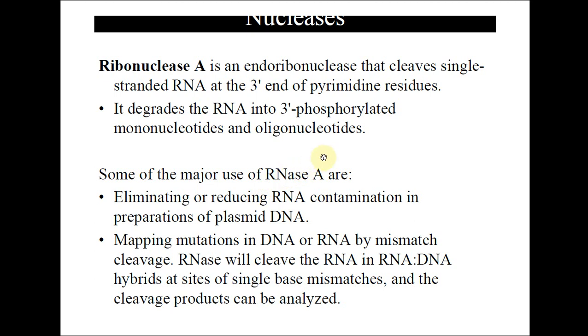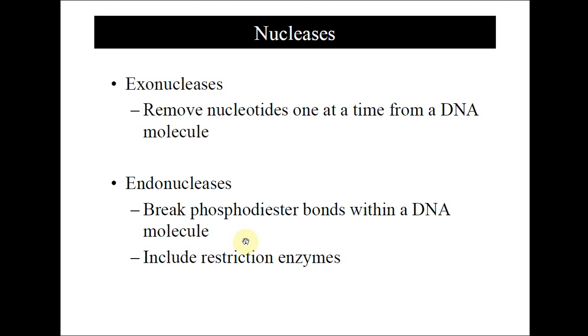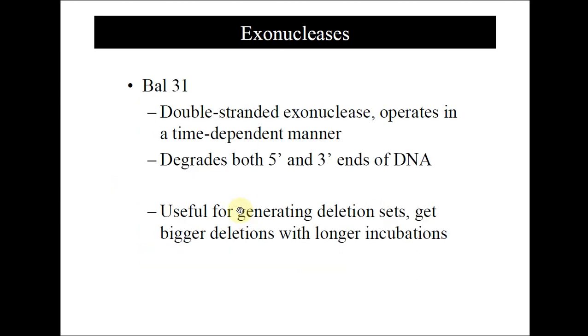RNase A is a type of ribonuclease which cuts single-stranded RNA at the 3' end of pyrimidine. It degrades RNA into 3' phosphorylated mononucleotides and oligonucleotides. These are used for reducing RNA contamination during plasmid extraction, mapping mutations in DNA. RNases cleave RNA in DNA-RNA hybrids. This we have already discussed, exo and endonucleases.